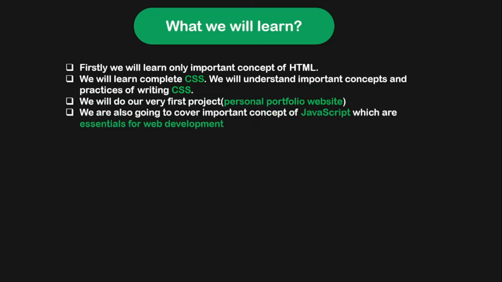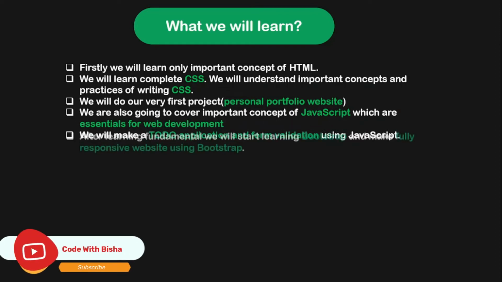We are also going to cover important concepts of JavaScript, which are essential for web development. We will not cover the advanced and all concepts of JavaScript. We will learn only the essential parts which are used for web development. We will make a to-do application and form validation using JavaScript. The complete JavaScript video will be in a separate series, but in this series we will only use the JavaScript that is essential for web development, and we will learn it from the very beginning.